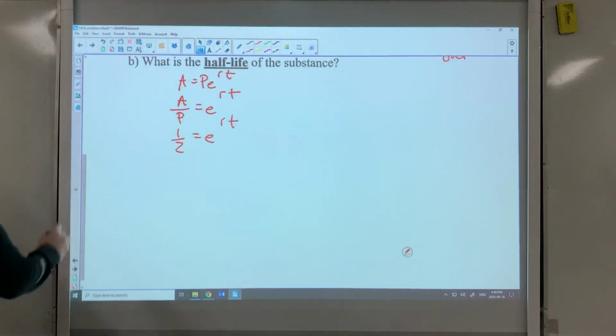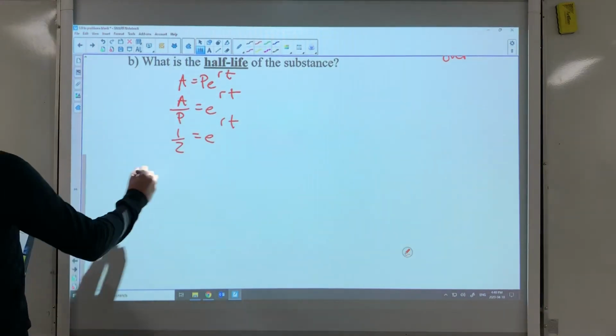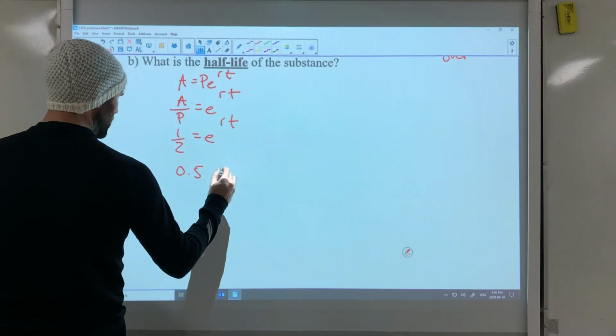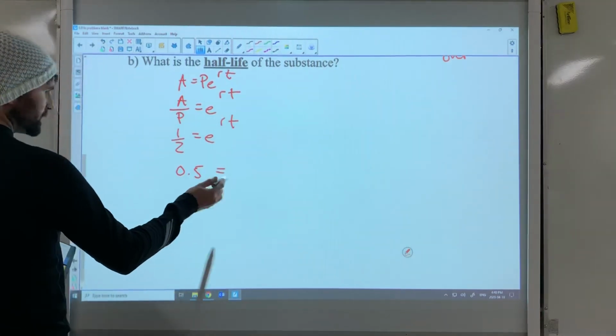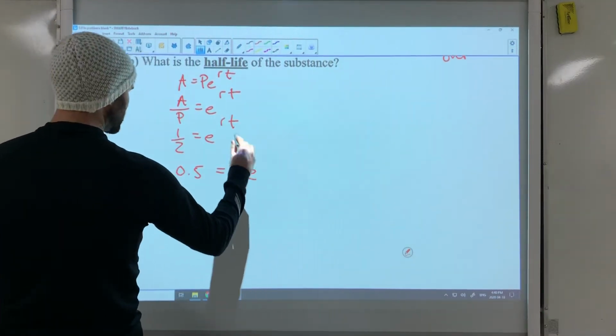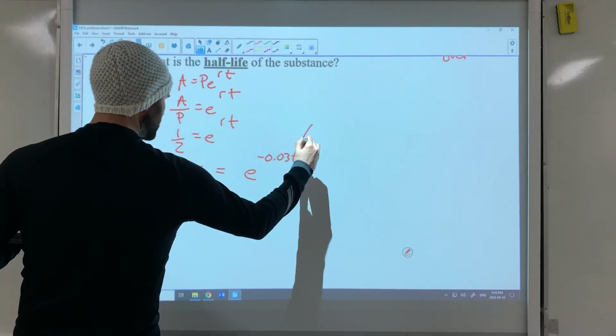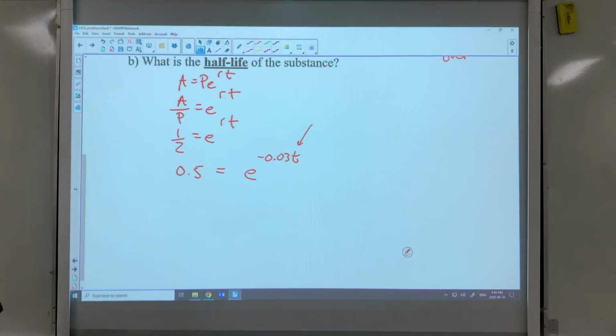Okay, so you've got to modify your formula in that way, and now you can plug in the numbers you know. So I'm going to write 1/2 as 0.5 now. And I know that I'm going to need to apply ln, but I'm just going to wait a second. So my rate was negative 0.03, and I was looking for the time it takes for the half-life to happen. So I need to solve this equation.